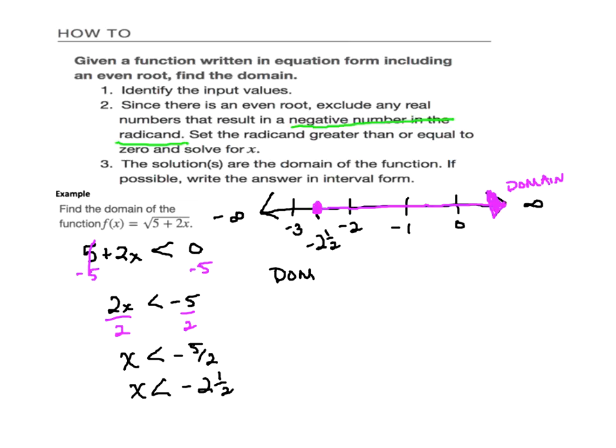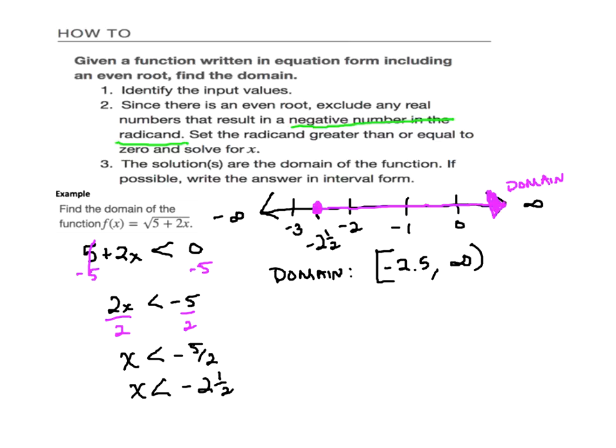The way I would write this domain in interval notation, I'm going to use a bracket because I want to include -2.5. I can go from -2.5 all the way up through positive infinity, and you never include infinity because that goes against the very idea of what infinity is.